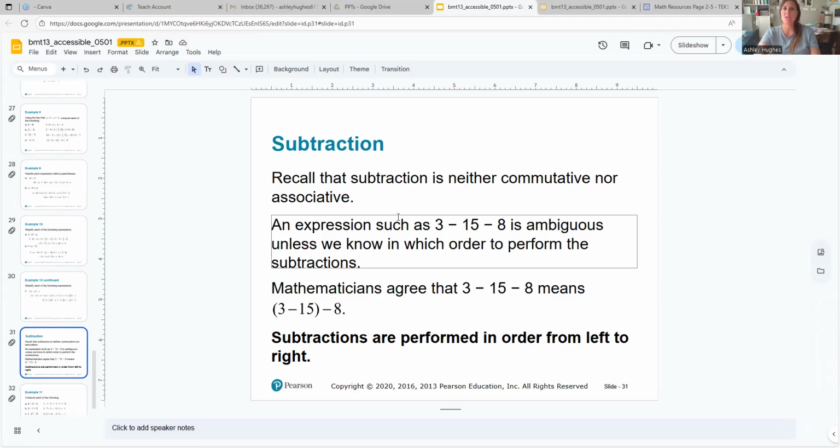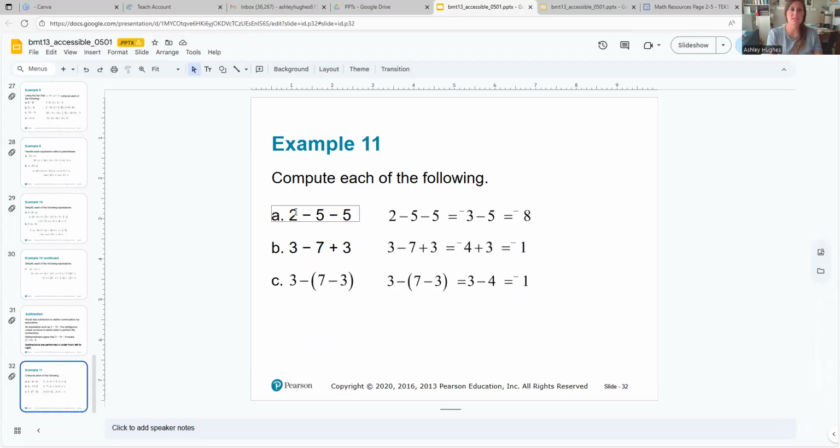The expression such as 3 minus 15 minus 8 is ambiguous unless we know or perform the subtractions. So we're just going to agree that you go in order, okay? So subtractions are going to be taken as from left to right unless they have parentheses around them. So when I see 2 minus 5 minus 5, I am going to do 2 minus 5 first, which is negative 3, and then I'm going to subtract 5, which is negative 8, because these are the same sign.